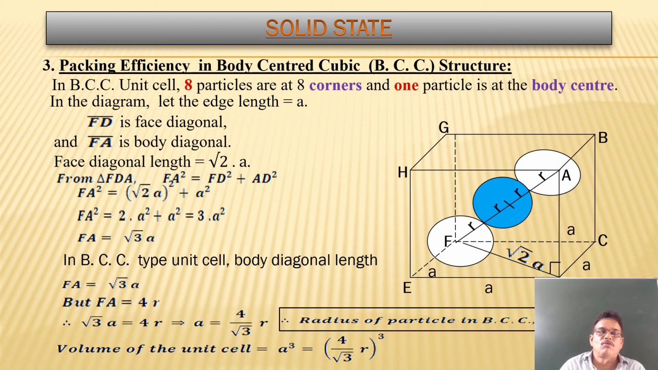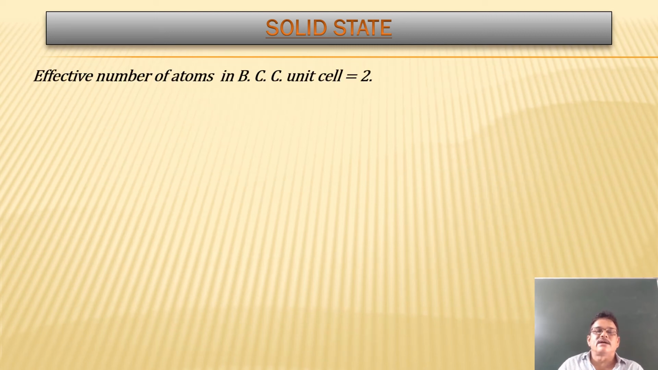Okay. Next. So as a is equal to 4 by root 3 r, volume of the cubic unit cell a cube is equal to 4 by root 3 r whole cube. Effective number of atoms in BCC unit cell is equal to 2. How will we get this number 2?